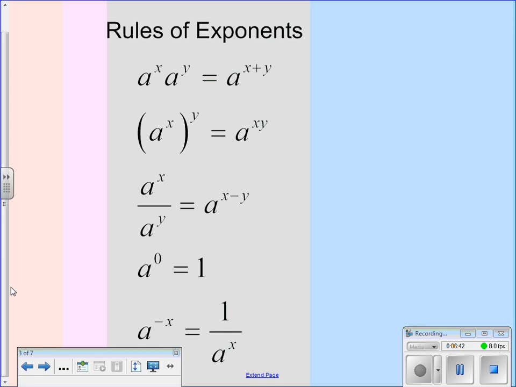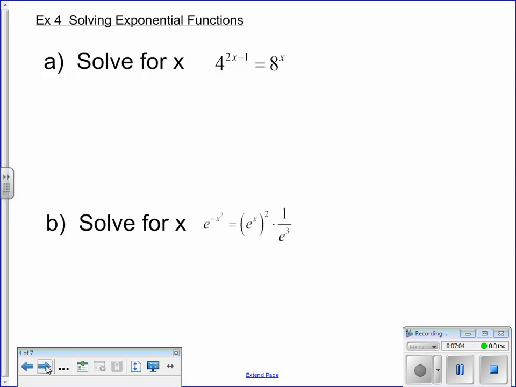It's one of those things that knowing these can save you simple steps. Knowing these can make a problem doable where it wasn't before. Okay? You've got to know these rules. Okay? Any questions so far? Okay.